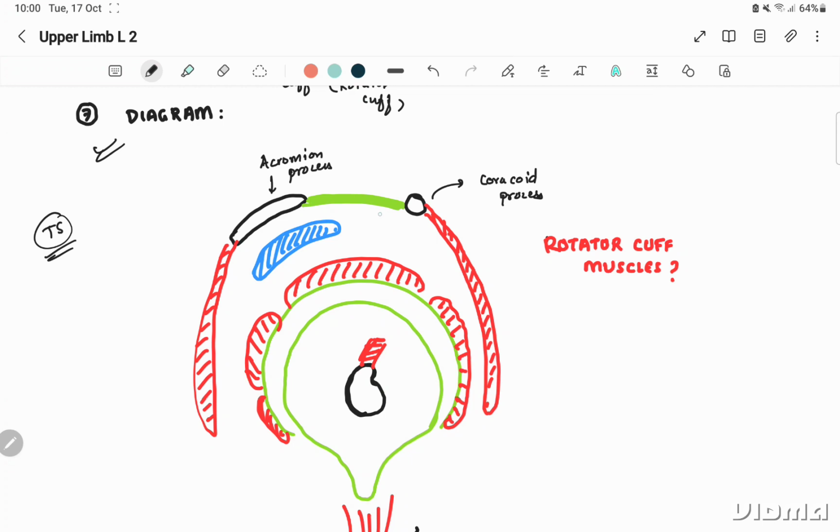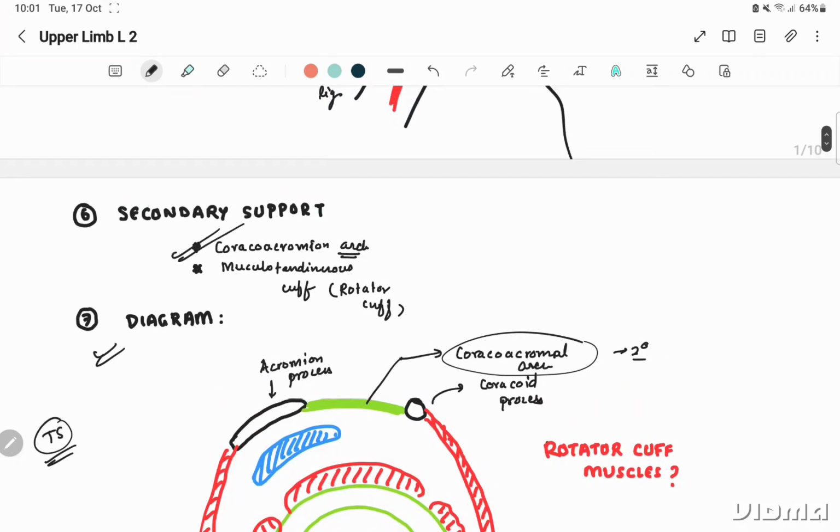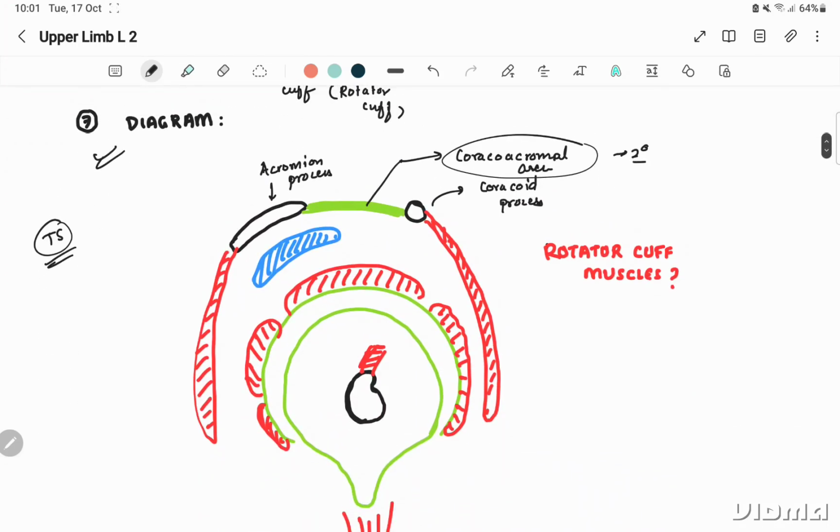And between the acromion process and coracoid process, we have the coracoacromial arch, which is a secondary support. Okay, we have seen this, the coracoacromion arch. This coracoacromion arch may be called the coracoacromion ligament also somewhere.